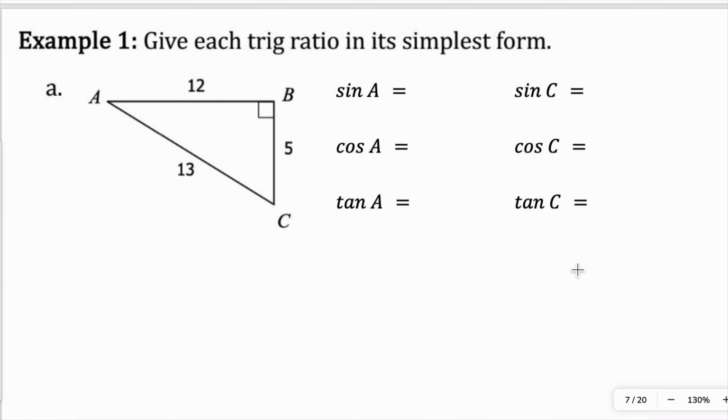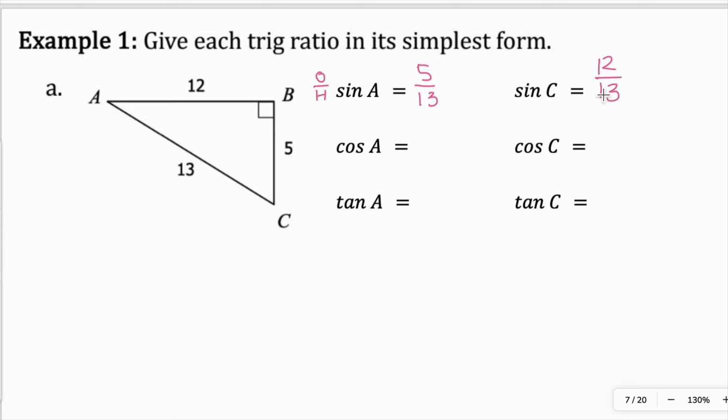Giving each trig ratio in its simplest form, we're going to try the sine, cosine, and tangent of all acute angles here. So angle A and angle C. We'll start with sine of A. Sine is opposite over hypotenuse. So from letter A, the number opposite is 5, and the hypotenuse is 13. For the sine of C, opposite is 12, hypotenuse is 13.